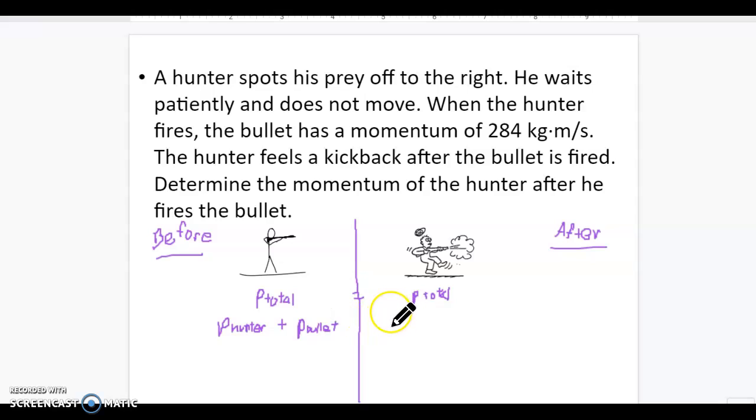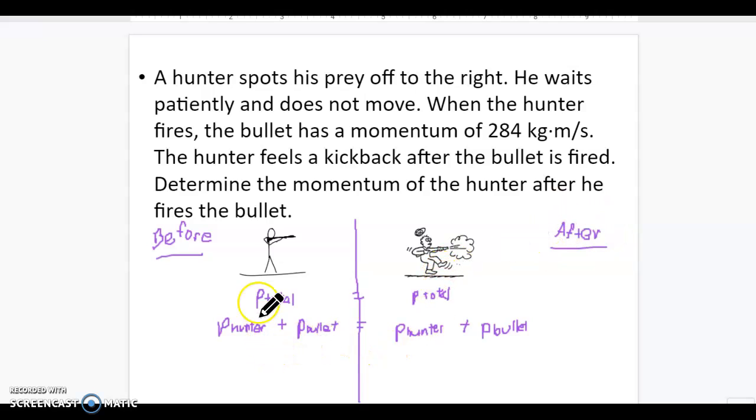Over on the other side, I really have the same thing. And I'm going to keep this equal sign going as I go. Momentum of the hunter. And the momentum of the bullet. Because I'm going to be keeping track of these two things before he fires the gun and after he fires the gun. And that's what we mean by before and after. They look the same, but just keep in mind, one means before, one means after.